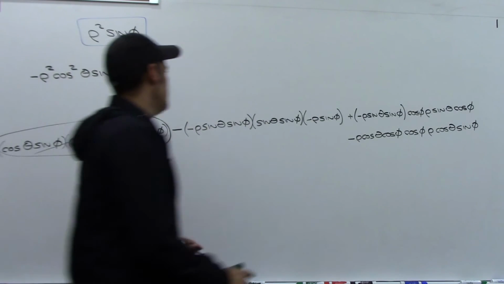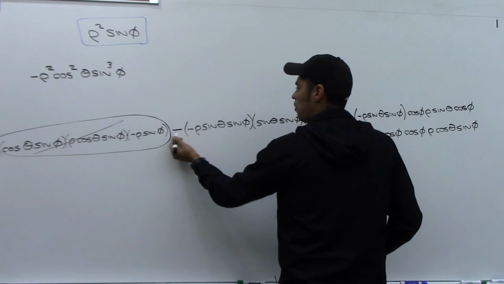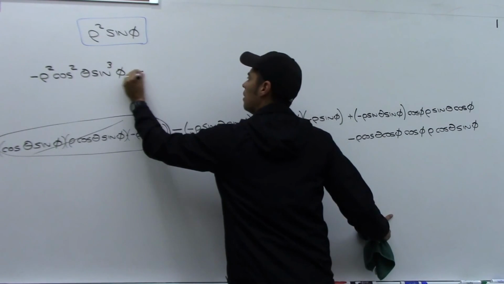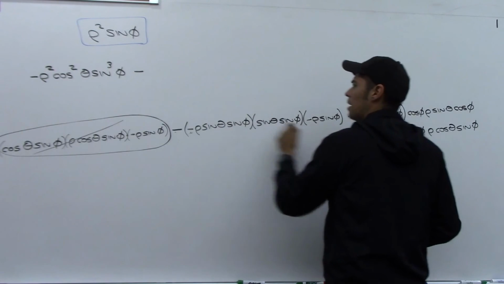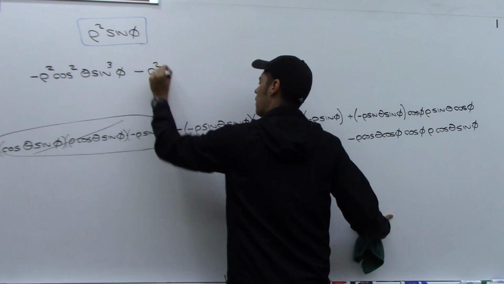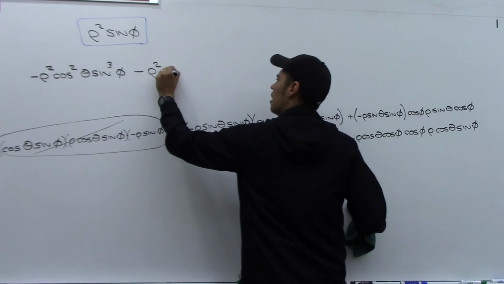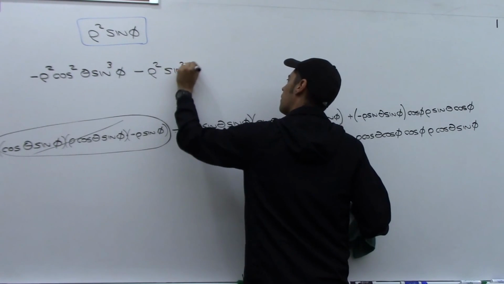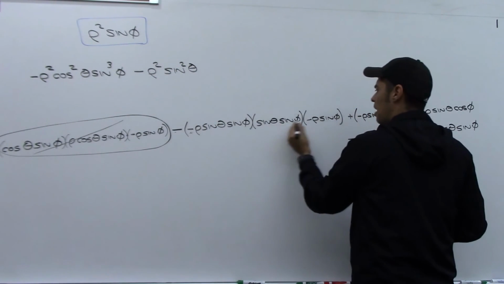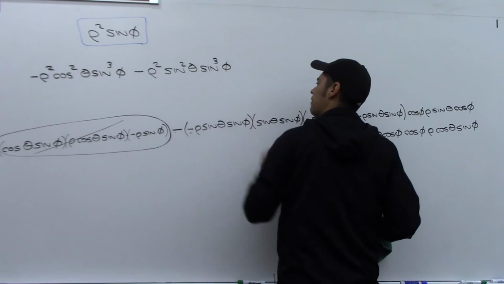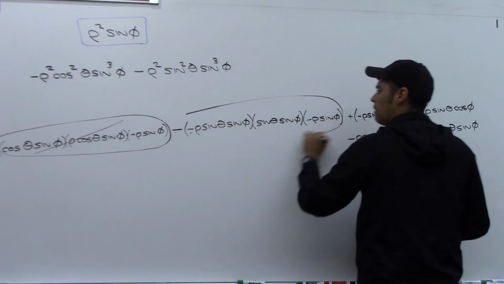Okay, over here, let's see, negative negative is plus, but then negative again, so I have negative. I have rho and rho again, so that's rho squared. Okay, I have sine theta, so sine squared theta. I have sine phi, sine phi, sine phi, so sine cubed phi again. And that takes care of this.